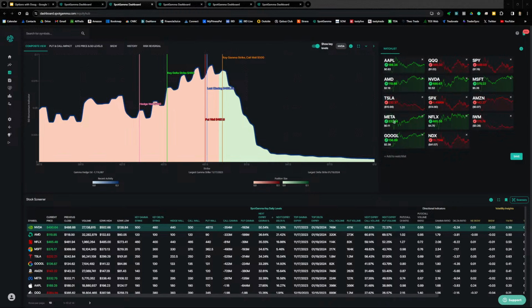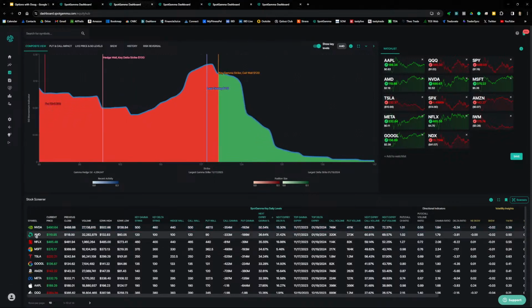When traders buy calls, market makers sell the calls. They have to buy stock to hedge their delta exposure. As those calls lose value, market makers can sell their long stock hedges. We'll just take a close look at a couple of these. AMD, more clearly call dominated above 120. That's been 120 for the last couple days, has been a good entry point for a short. That's the key gamma strike call wall.